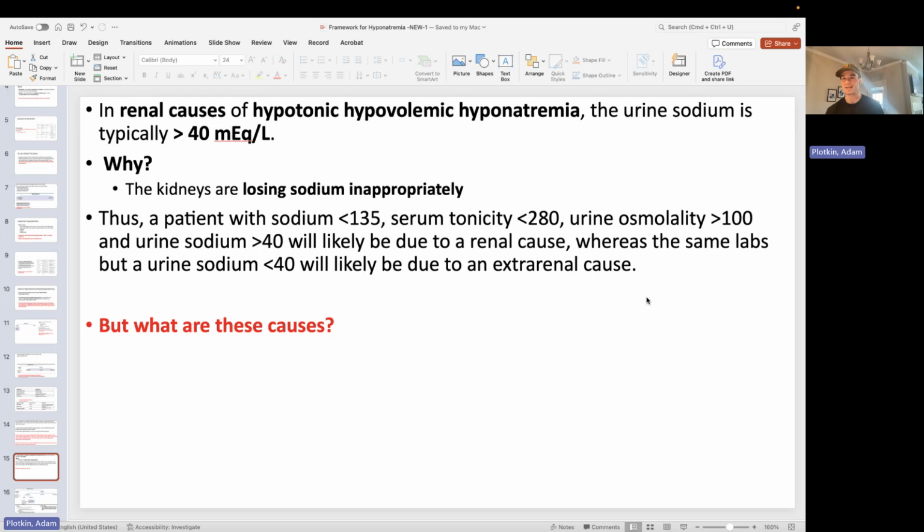Our kidneys sense, hey, there's a low serum sodium. They should do everything in their power to hold on to that sodium. And in this case, if the urine sodium is less than 40, it tells me they are. So now let's consider these causes.